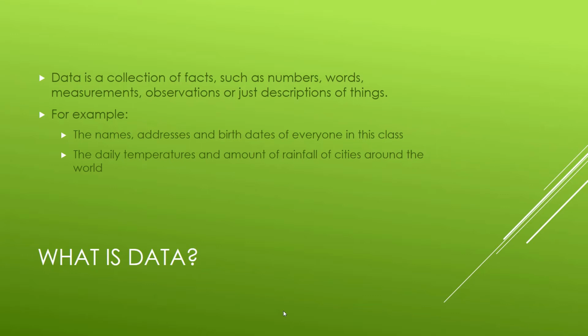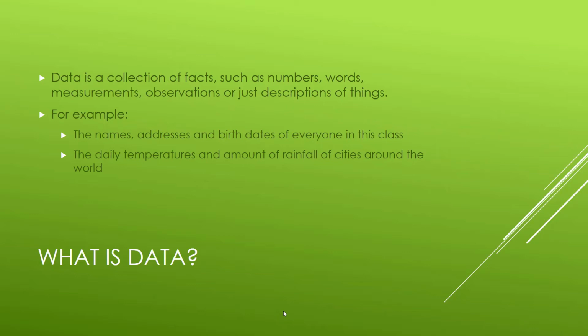Numbers, words, measurements, observations, descriptions of things, names, addresses, birthdates, the gender, the date you started school, all of these things that we keep and we know about people, whether or not you've attended class today or not. That's data. The daily temperature, the amount of rainfall, that's data. All of these sorts of things. On computers, the images, the videos, the information about those images and videos, where they were taken, what kind of device they were taken on, that can all be seen as data.